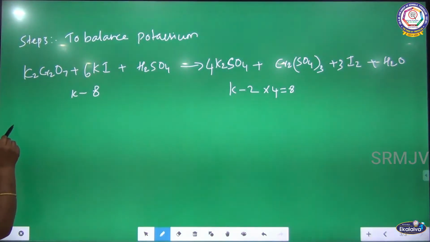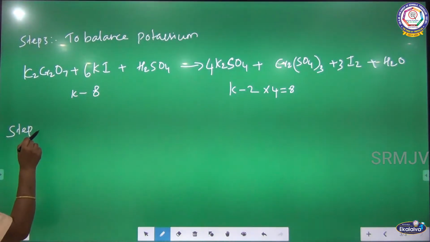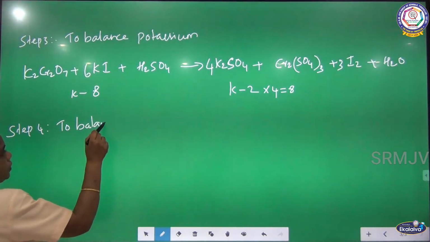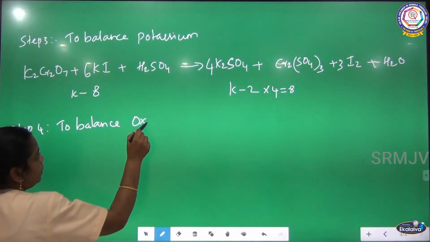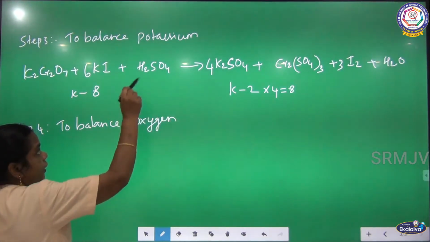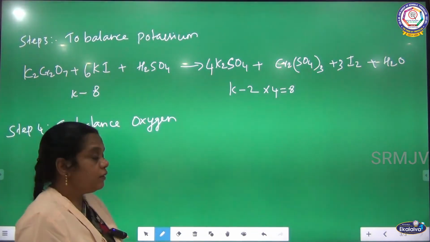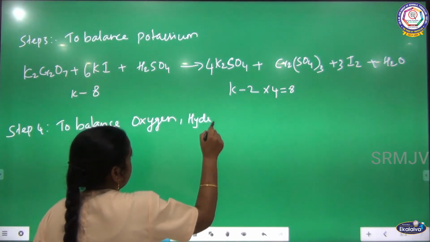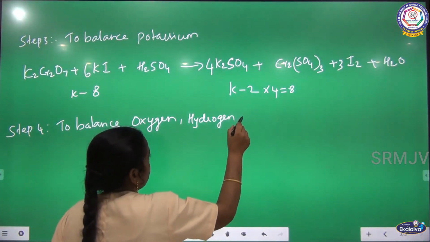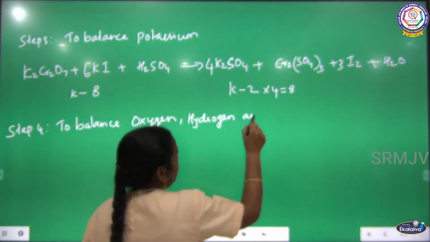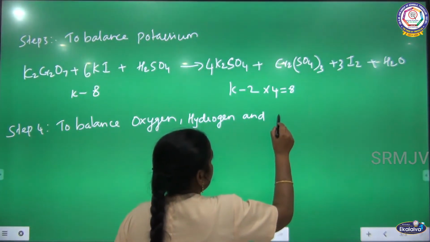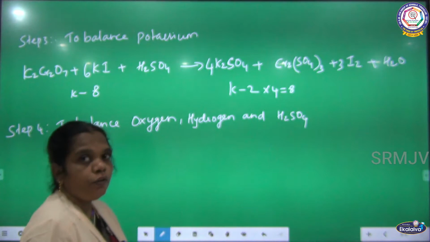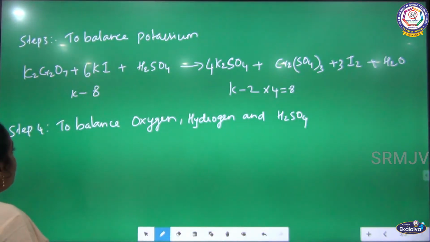Next step, to balance oxygen. The remaining atoms present in this reaction are oxygen, hydrogen, and sulfur in H2SO4. Now you want to balance H2SO4. Now you see this. Now you want to balance this.